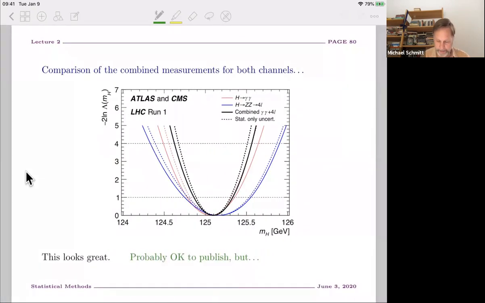On the other hand, you can compare ATLAS and CMS just on the overall picture. And here, things look great. So ATLAS and CMS decided to publish, but we were nervous about it. And there's a lot of attention paid in subsequent data analyses to clean this up and figure out what's going on.